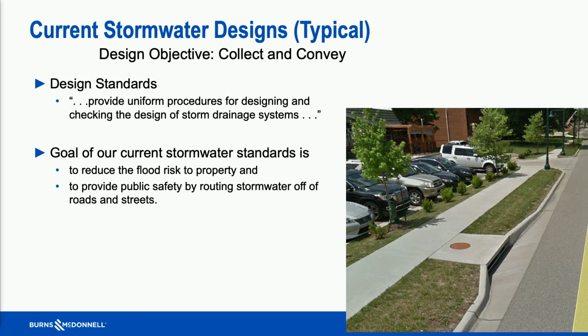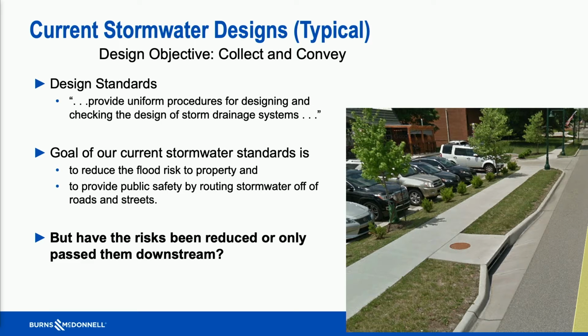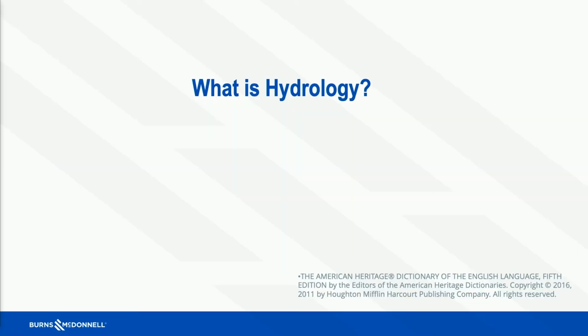Now, the goal of our current stormwater standards and the way they were developed is to be efficient. It's really for a project level, for a property level, to reduce the risk to the property from flooding, so get water away, and to provide public safety. And like Andy said, have we just passed this downstream? So I thought it'd be good to take a step back. We're going to get a little technical here, but I think it's important for this group to understand why we design the way we do and where those variables come from.